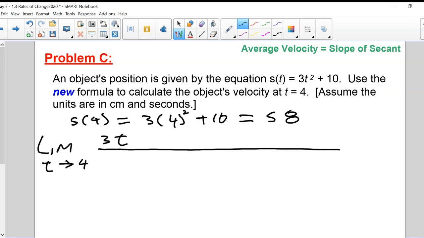Let's be consistent with our variables here. So 3t squared plus 10, which is the function itself. We're not putting the a plus h into the function. We're just going to use the function itself. So 3t squared plus 10 minus the 58, that's the y value at 4, divided by t minus 4. Hopefully that is consistent with what I showed you as the formula before.